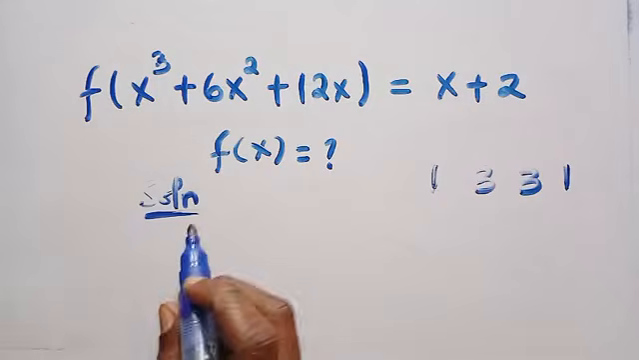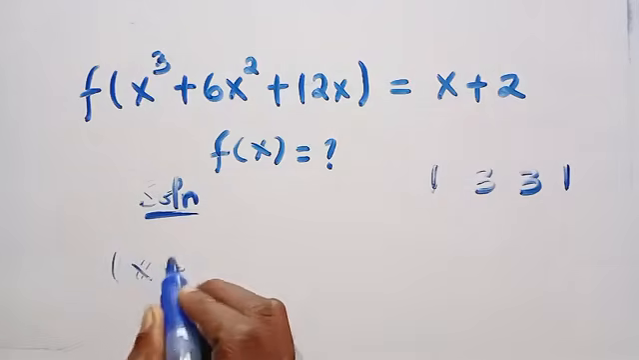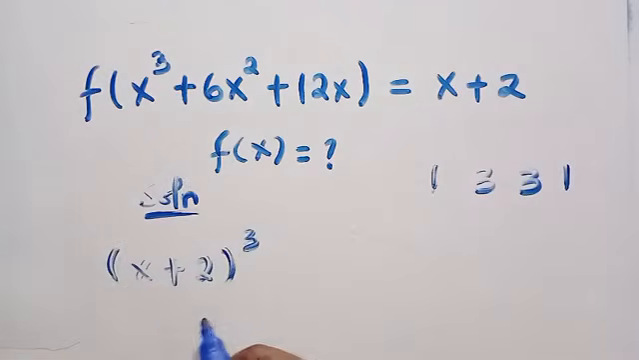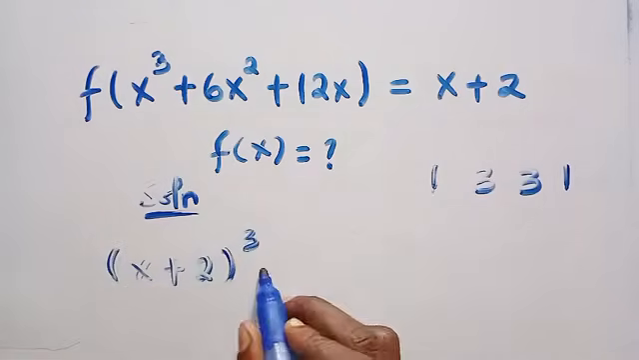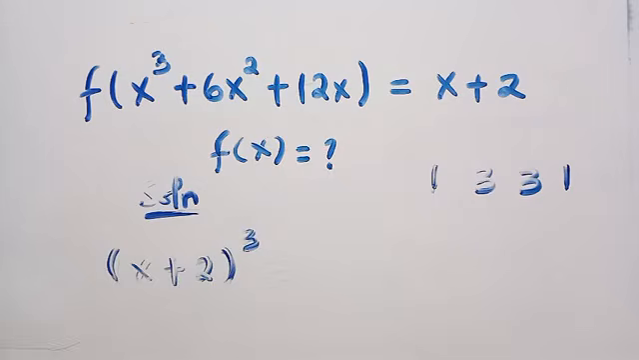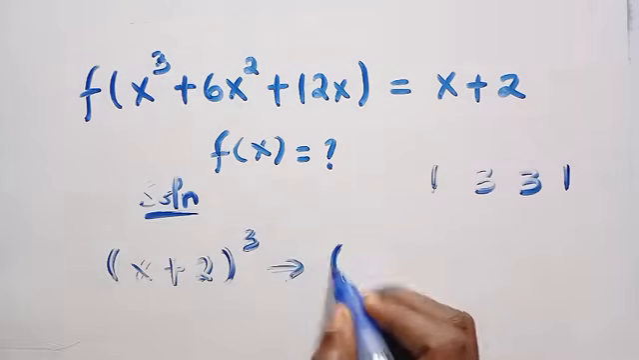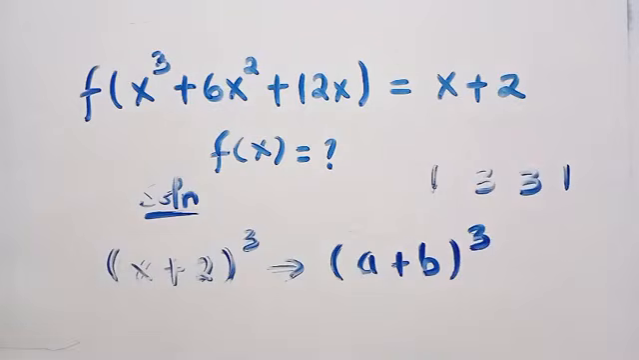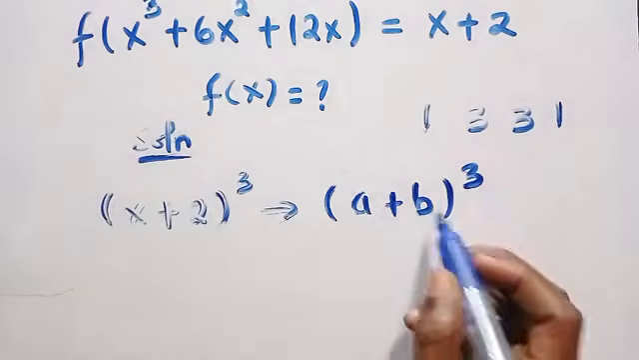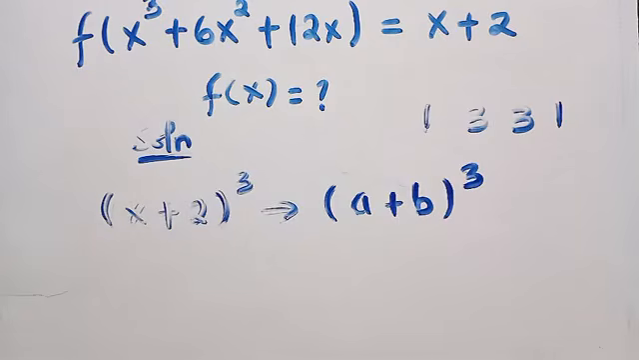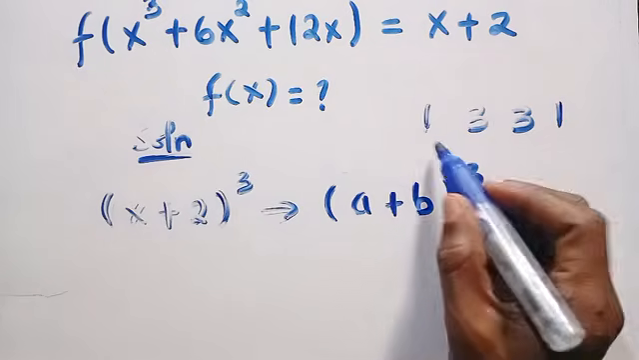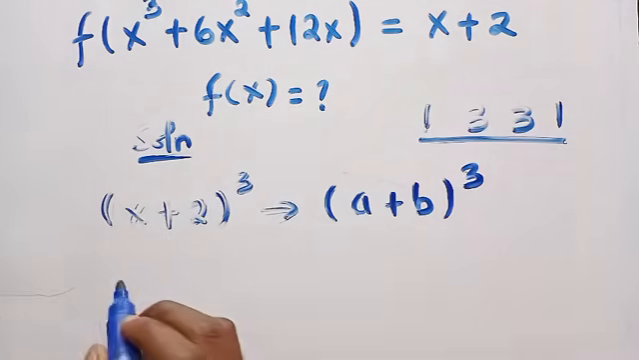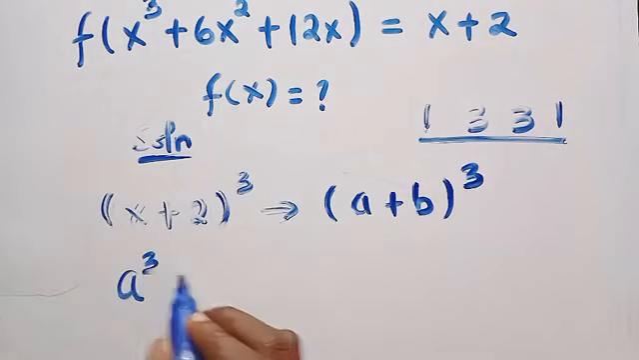Suppose I have x plus 2 raised to the power of 3. Here we are going to expand this, but let's compare it with a plus b raised to the power of 3. We are going to expand a plus b raised to the power of 3. When one power increases, the other decreases, and we will assign the coefficients later. Here a will be raised to the power of 3.